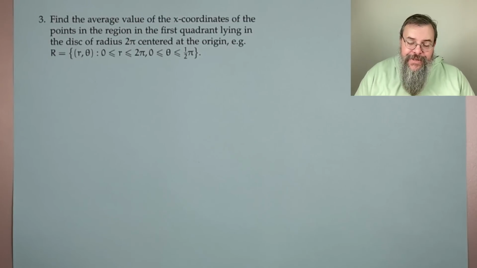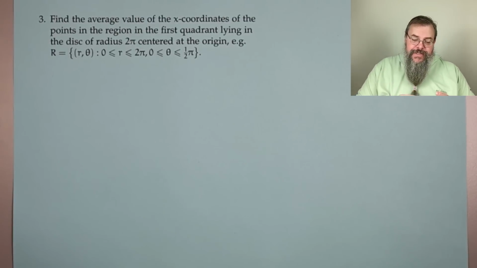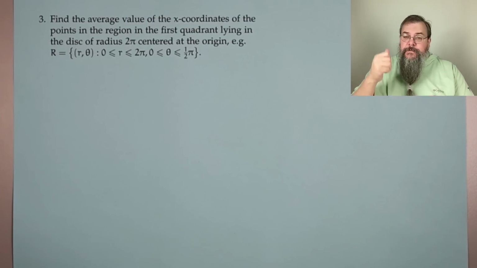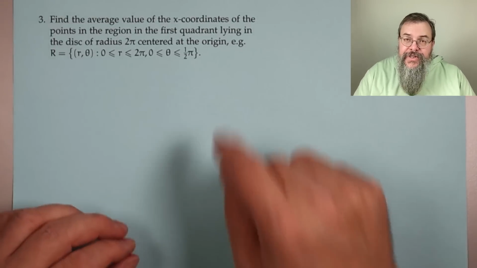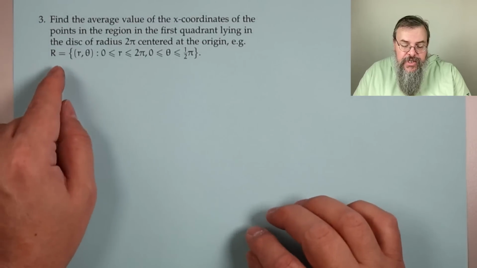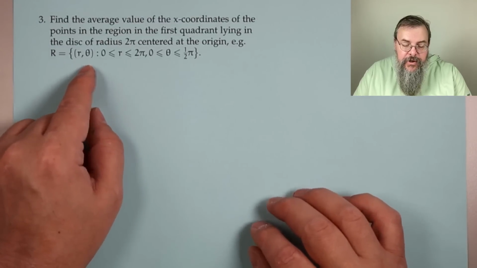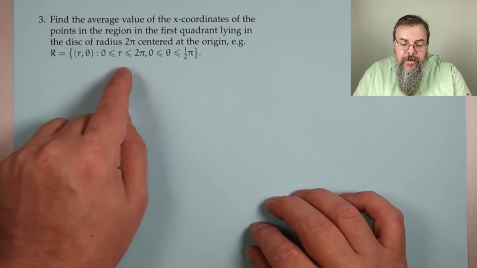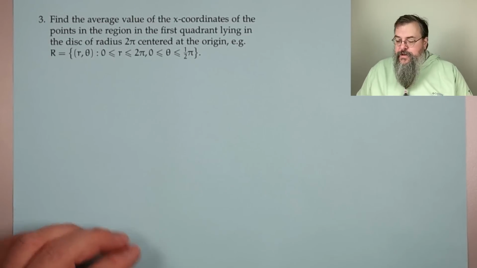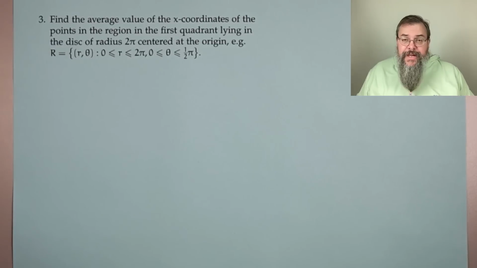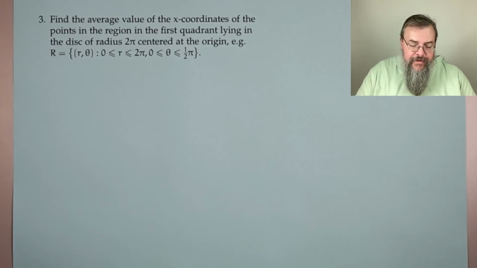Find the average value of the x-coordinates of the points in the region in the first quadrant lying in the disk of radius 2 pi centered at the origin. In other words, that's what EG stands for. Our region is points r and theta, where r goes between 0 and 2 pi, theta goes from 0 to pi over 2. Well, they didn't need to give us that, but that's okay. They're being generous. They're being nice.